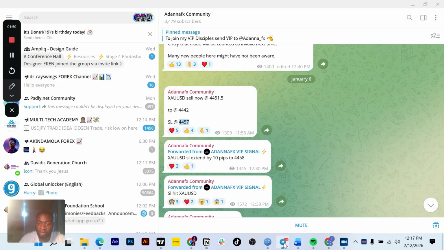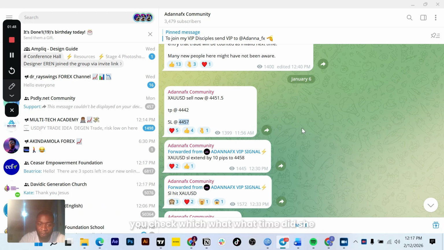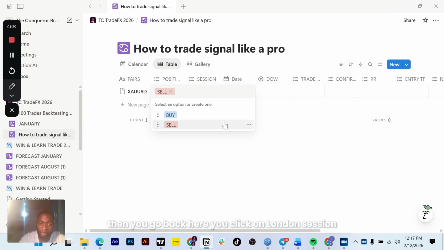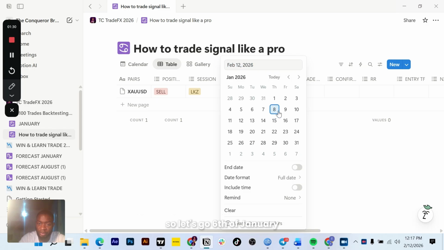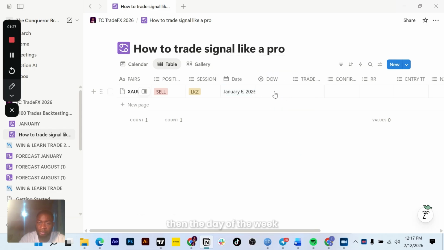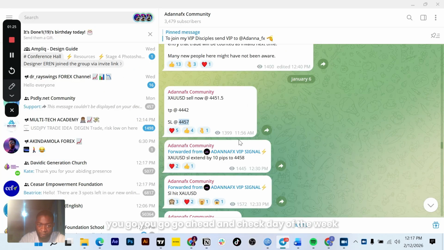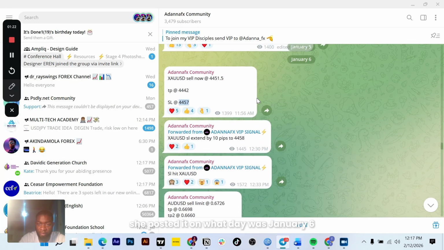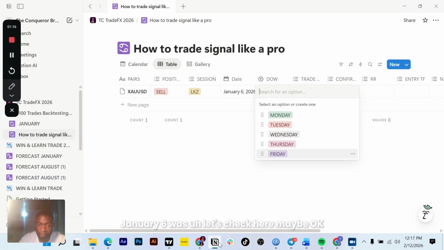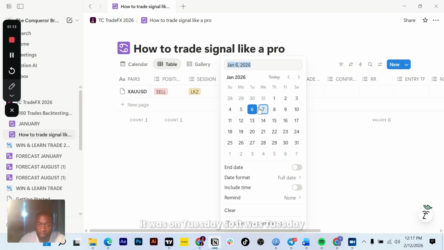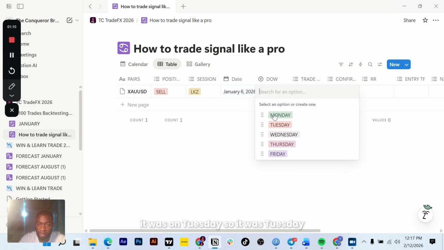Then you go back and check what time she posted it. This is around London session, 11:56. Then you go back here, you click on London session, then you check the date. It was the 6th of January. Then the day of the week, you go ahead and check what day January 6th was. Okay, it was on Tuesday, so it was Tuesday.